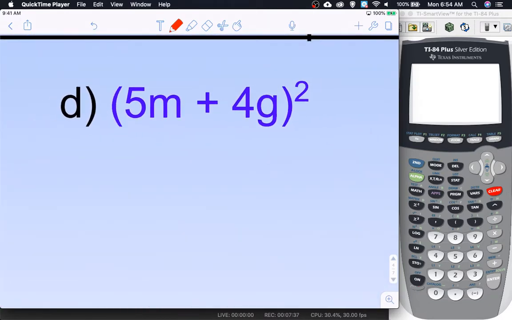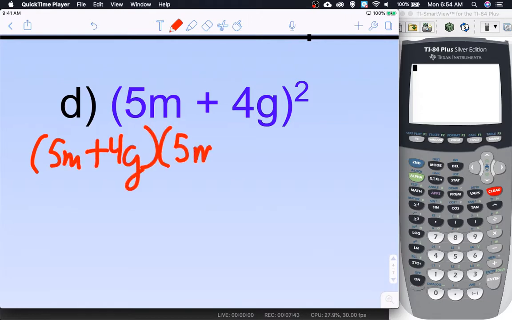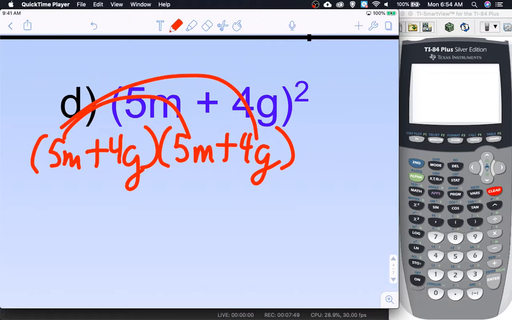Letter D. (5m + 4g)(5m + 4g). And we multiply. 25m squared plus 20mg.